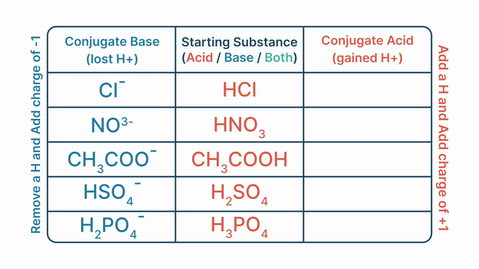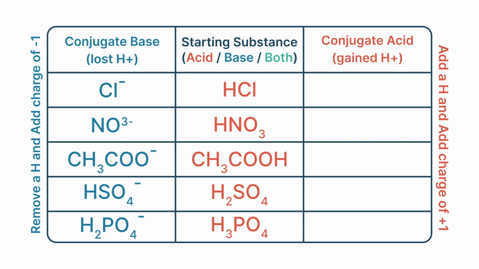So if you are asked to write the conjugate base of an acid, all you must do is remove a hydrogen atom and add a charge of 1- to whatever charge is already there. If it is neutral, it will have a charge of 1-, but if it is already charged, then you will add a charge of 1- to the existing charge.